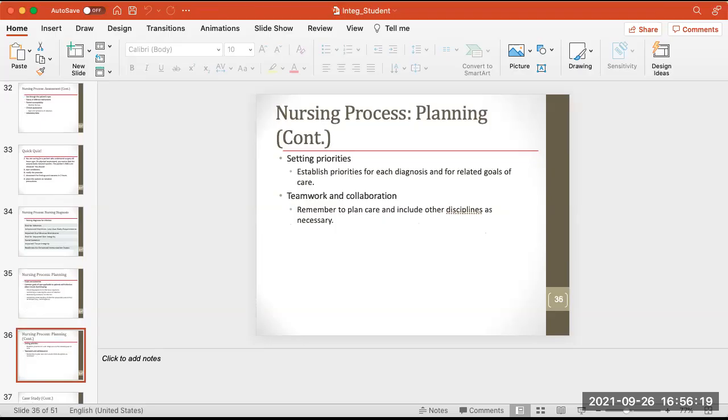Okay. So how do you set your goals? No one gets to their goals without teamwork and collaboration. Do you collaborate with the social worker? Do you also collaborate with the case manager? Do you also collaborate with the physician, and the pharmacist who is getting their medications ready? The physician whom you are informing if there is a change in patient status?